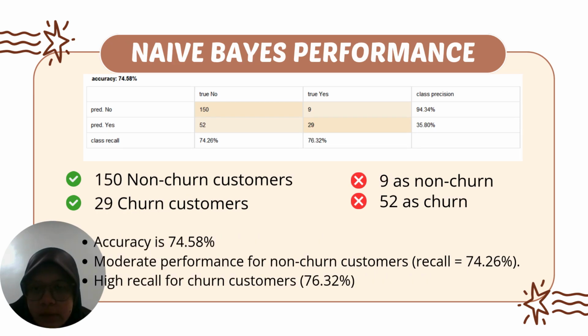Naive Bayes correctly predicted 150 non-churn customers but missed 9 churn customers. 29 churn were correctly predicted but there were 52 false churn predictions. The accuracy is 74.58%, but it is the best at detecting churn.